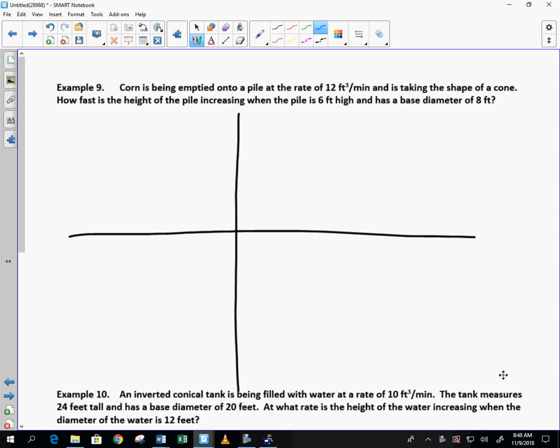Corn is being emptied onto a pile at a rate of 12 cubic feet per minute. It's taking the shape of a cone. How fast is the height of the pile increasing when the pile is 6 feet high and has a base diameter of 8 feet? So this is an excellent question.